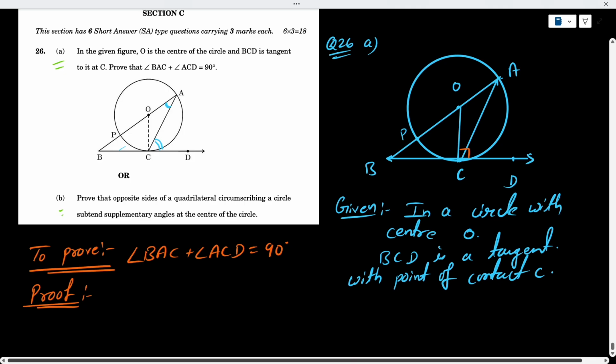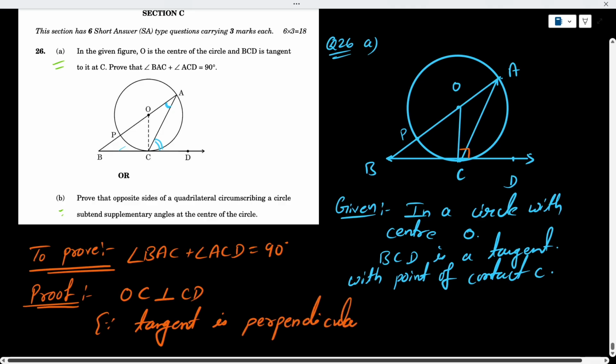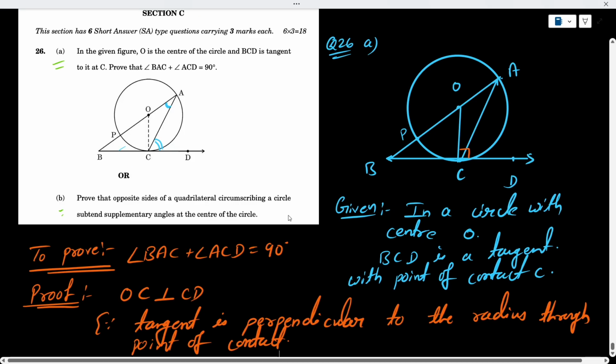So how can we start it here? OC is perpendicular on CD. What is the reason here? Tangent is perpendicular to the radius. Please make sure you are writing all the required statements. Perpendicular to the radius through point of contact, right? So here point of contact. That is why this angle OCD is going to be 90 degree.